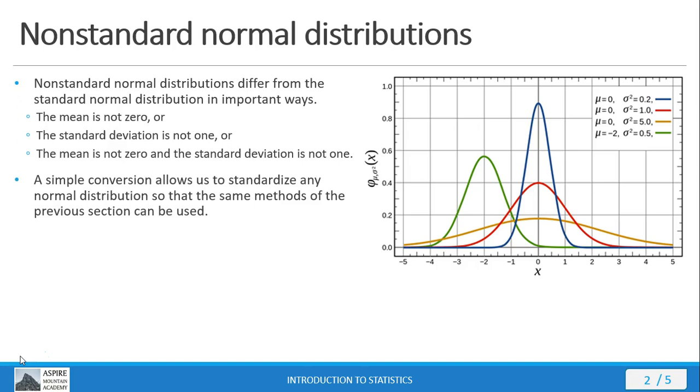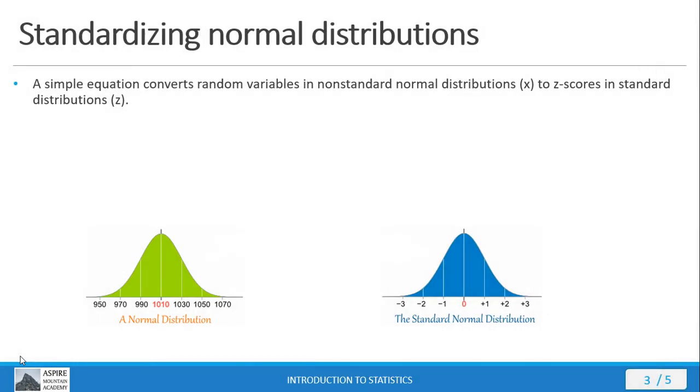Now there's a simple conversion that's going to allow us to standardize any normal distribution so that the same methods that we saw previously can be used. Let's go over how to do that. The simple equation we need to convert a non-standard normal distribution to the standard normal distribution is simply our z-score equation. Remember, when we talked about standard normal distributions, the random variable values on the horizontal axis are z-scores. So if you're given z-scores for a normal distribution, you know right away that you have the standard normal distribution. It shouldn't be a surprise that we use the z-score equation to convert a non-standard normal distribution into the standard normal distribution.